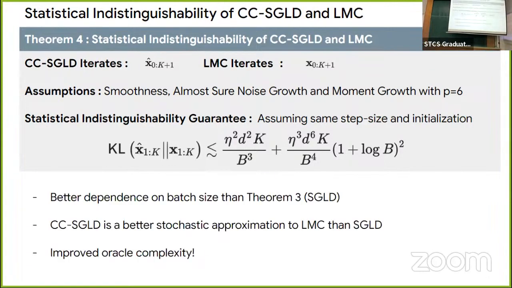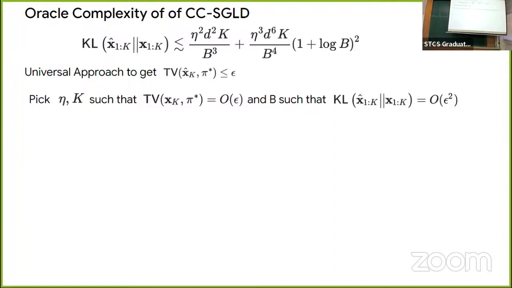Okay, so this gives you better dependence on the batch size, that's 1 over b cube, than Theorem 3, that is the previous one, which is on SGLD. And CCSGLD is a better stochastic approximation than LMC, at least going by the upper bounds. You would need a solid lower bound to show that this is in fact better. Okay, and this gives you improved oracle complexity.